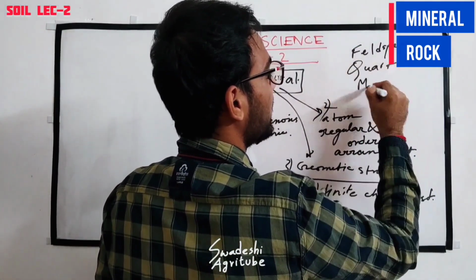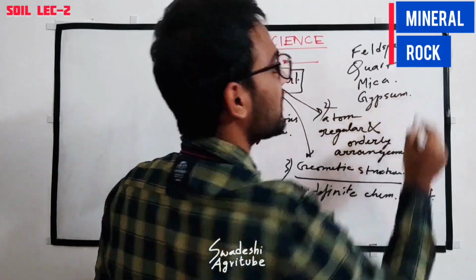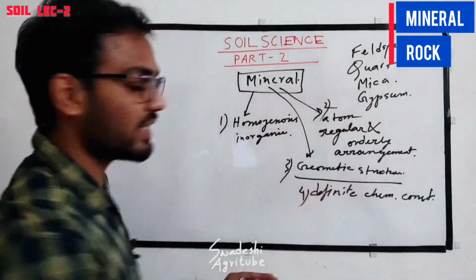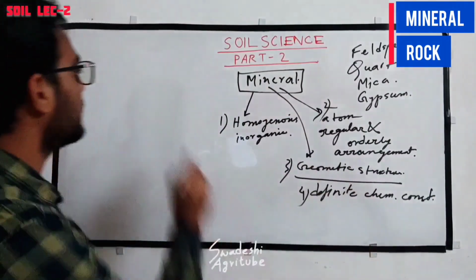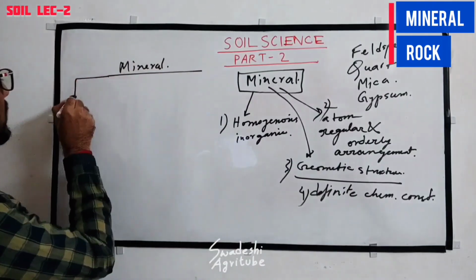These are the 4 important points, and we all know some important examples of minerals: feldspar, quartz, mica, gypsum. After this, we will look at the classification of minerals.